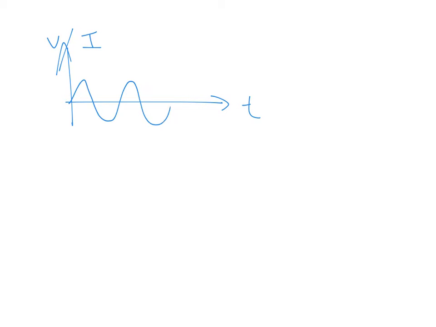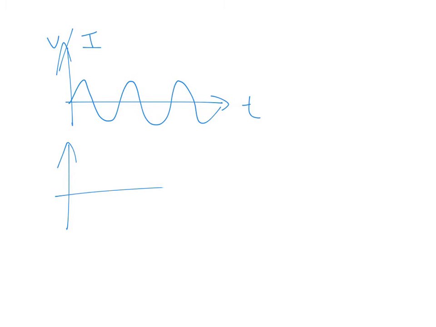Okay, so now let's talk about power in AC. Now, because the voltage or the current will vary sinusoidally, whether it's voltage or current, it will vary sinusoidally, so your power will also vary. So how will it vary?